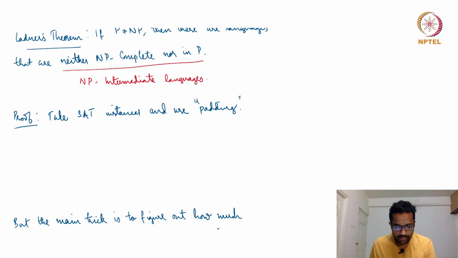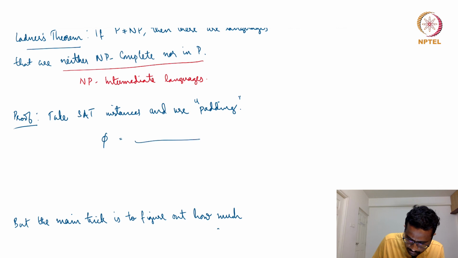That trick is called padding. Okay, so what is SAT? SAT is an NP-complete language, where you're given a Boolean formula and you have to decide whether it's satisfiable or not. Now suppose I write phi as a SAT instance.